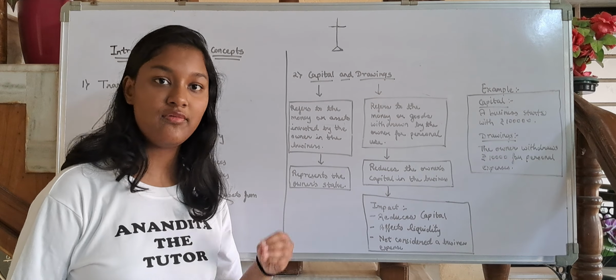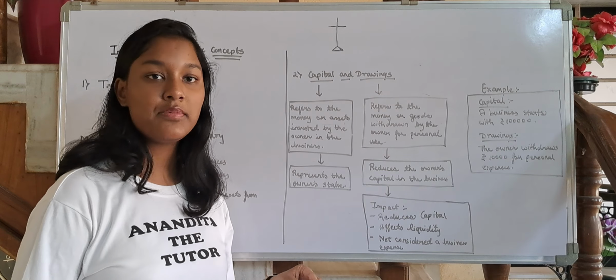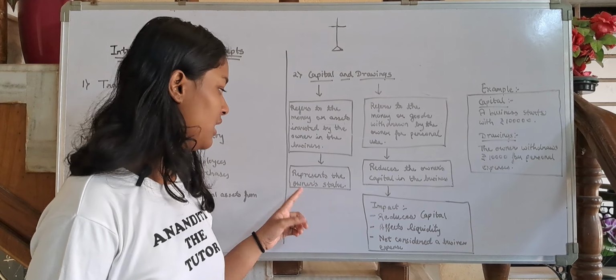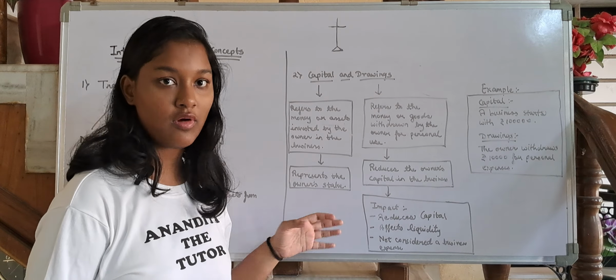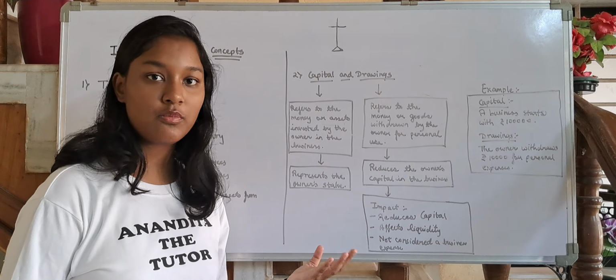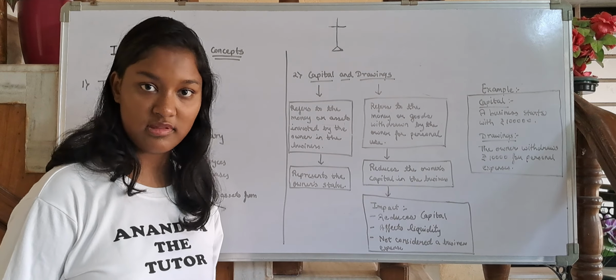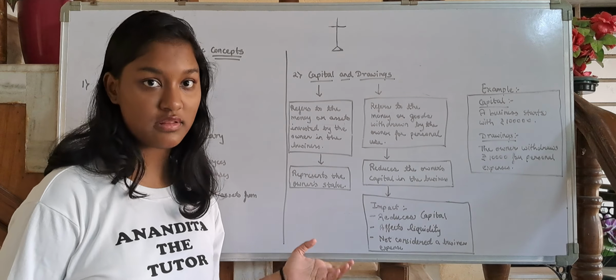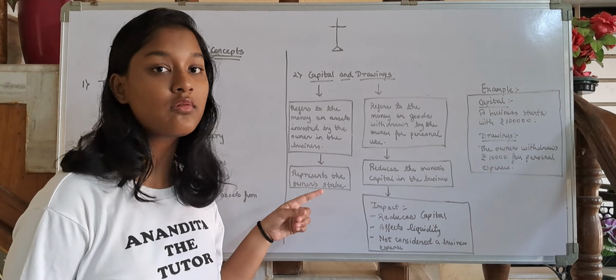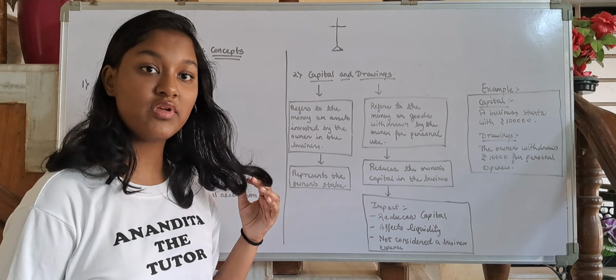So whatever money I will invest in the business, that will be known as capital. It represents the owner's stake. So I'm staking my money. Tomorrow, if I incur losses in my business, so it is called a stake. So that stake is the owner's stake, which is known as capital.